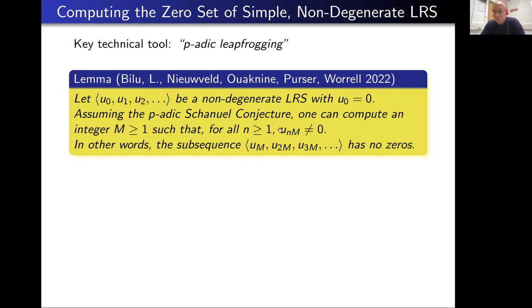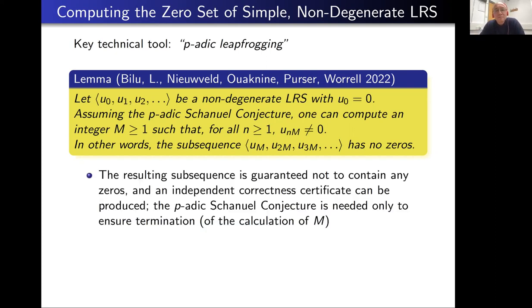And that's where we are assuming the p-adic Schanuel conjecture, meaning that if there is no obvious relation between those logs, then that coefficient is non-zero. And then you can apply Strassmann's theorem or something like that. So the resulting sequence is guaranteed not to contain any zeros, and an independent correctness certificate can be produced. And this p-adic Schanuel conjecture is only needed to ensure termination, namely being able to calculate this number capital M.